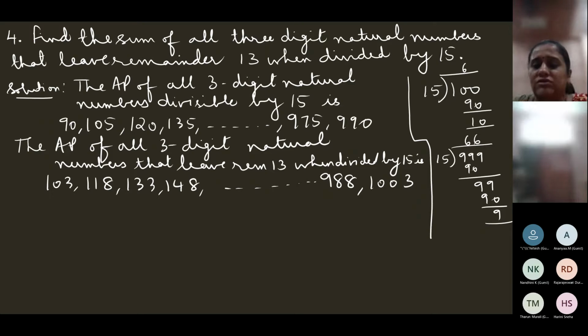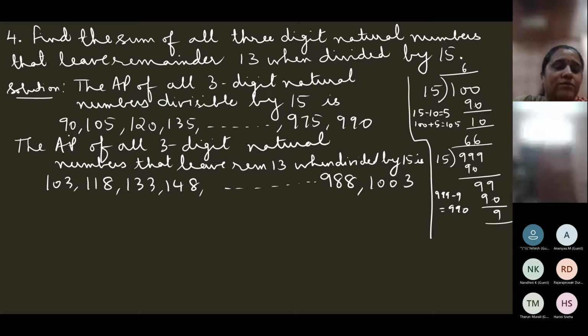You ask me if you don't understand. See, what I told you here is 15 minus 10. That is the divisor minus the remainder, 5. Then add that to 100. 100 plus 5 is 105. And for this one, it is 999 minus 9, which is 990. Directly subtract the remainder. So like that, you can find the first and the last term. That is the first 3-digit number divisible by 15 and the last 3-digit number divisible by 15.